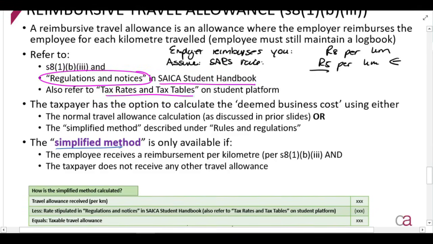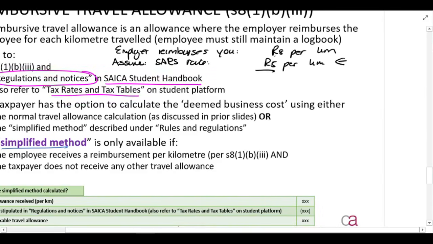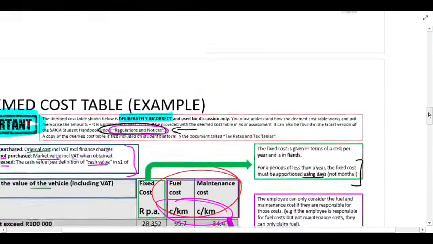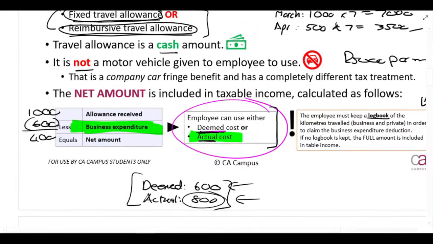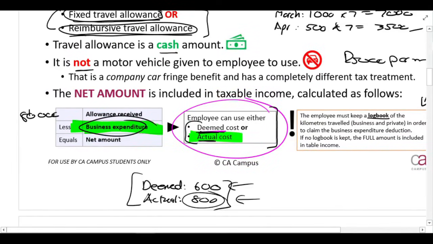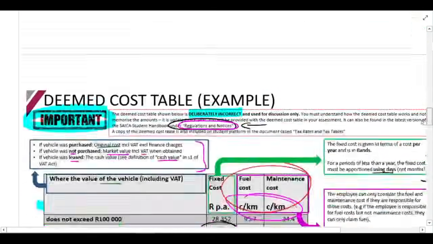You can then either say that you traveled the total, so let's say your business kilometers were 10,000. So that means you received 80,000 rands travel allowance for the year. You can then do the same calculation that we did above. So your allowance received would be 80,000, and then you would calculate the business expenditure using the deemed or the actual. You can do that.